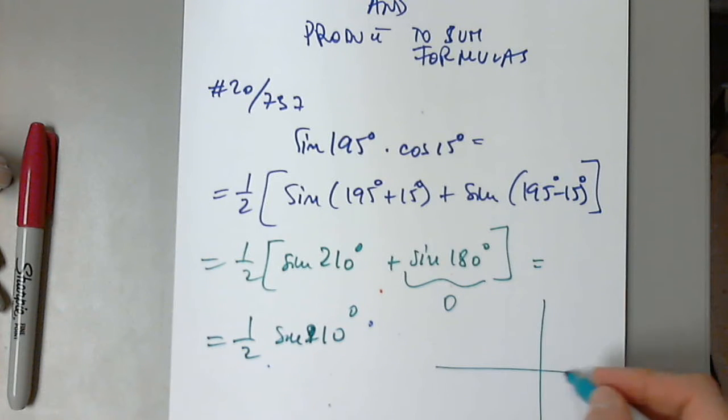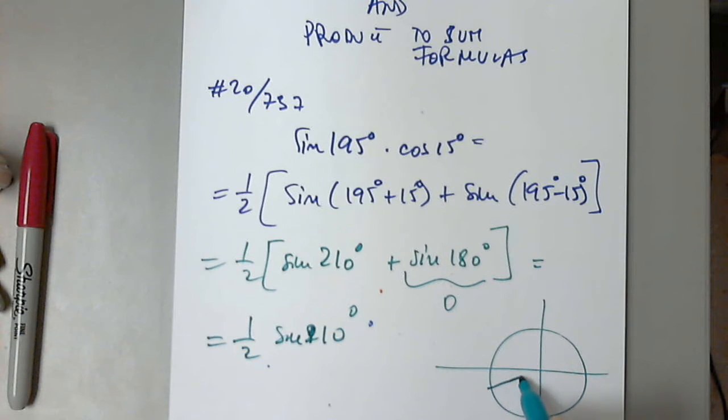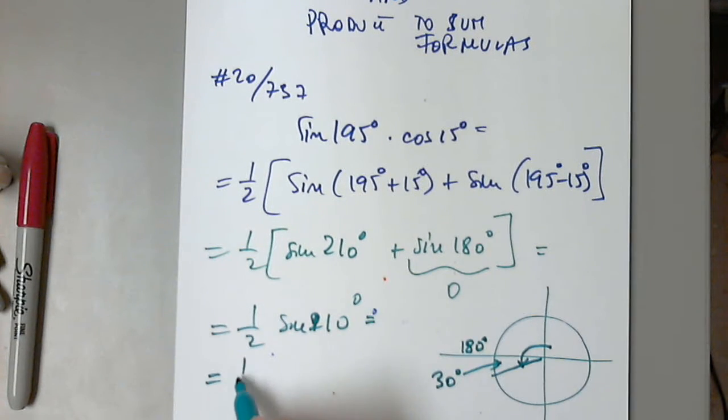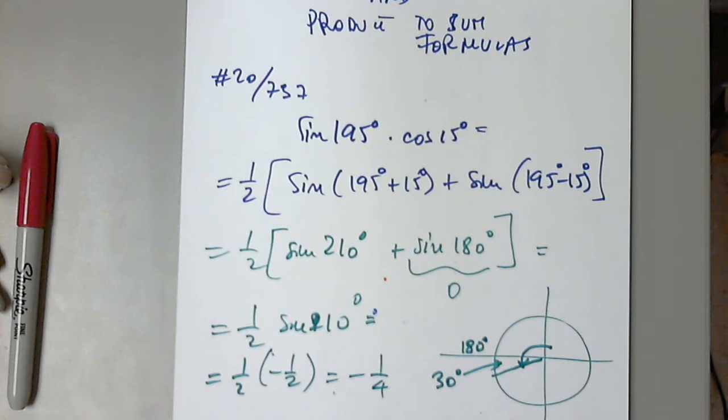Go to the unit circle. This is exactly 30 degrees past 180. The reference angle is 30 degrees. Since the terminal side is in the third quadrant, what sign will sine have? Perfect. And how much is sine 30? So how much is 1/2 times 1/2? So then this is negative 1/2, so this is negative 1/4. This is how we apply the product to sum identity.